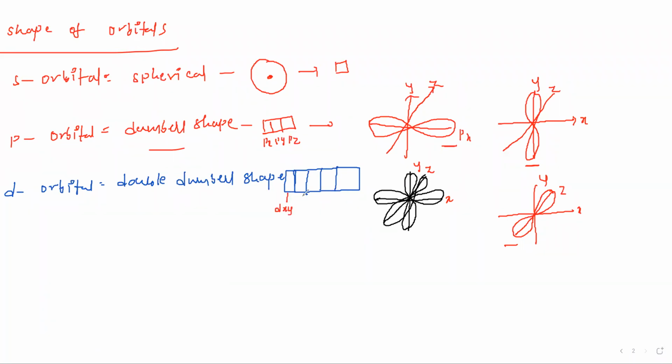Of these 5 orbitals, this one is dxy, this is dyz, and this is dzx, and this one dx square minus y square, and this one we can call dz square. Okay, I am drawing this one. First I am going to draw the dxy orbital.